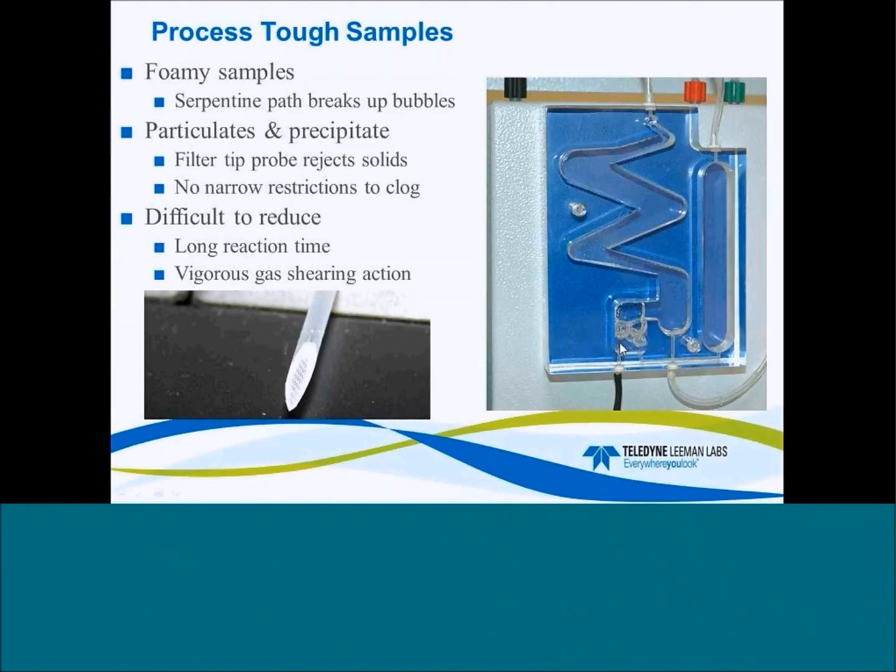When we handle difficult samples, there are 3 problems that people typically run into with their digestate in 245.1. One is that there may be a high surface tension which will create robust bubbles. So we've designed this serpentine path with these sharp edges to help break down the bubbles before they exit the gas-liquid separator. That keeps the liquid going down the waistline and the gas free of liquid moving to the detector.